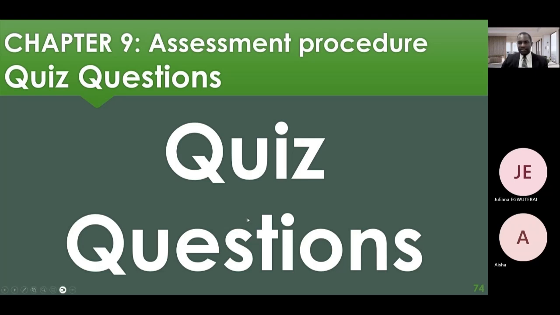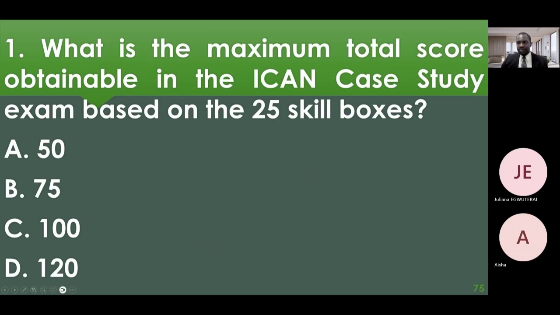Okay, so let's look at our quiz. Since Aisha is awake, quiz question number 1. Let's see if you understood the assessment procedure. What is the maximum total score obtainable in the ICAN case study exam based on the 25 skill boxes? A, 50, B, 75, C, 100, D, 120. Are you sure it's 100? Are you sure it's not 50? Okay, we'll see on Judgment Day. You said 100. All right, C.